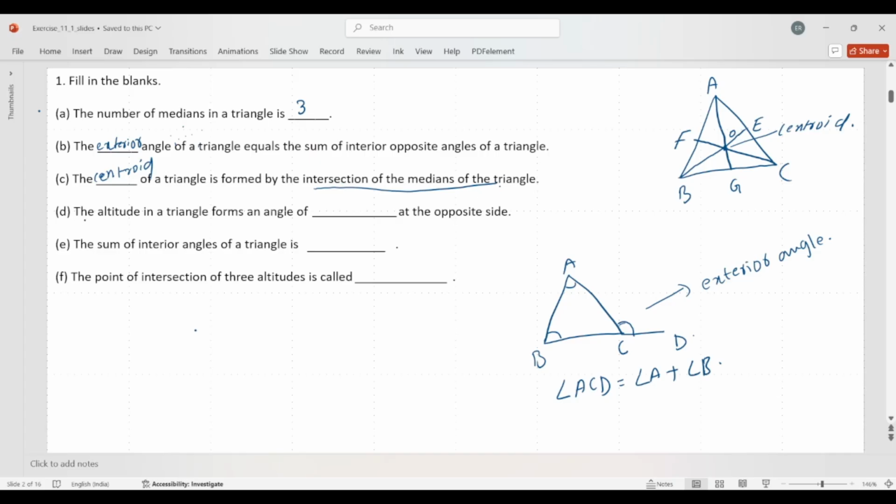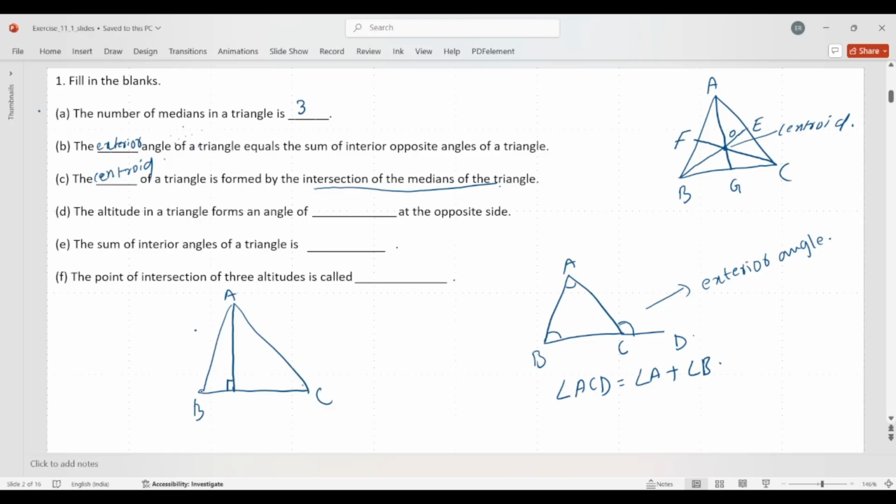Now let's check D. The altitude in a triangle forms an angle of dash at the opposite side. So the altitude is a perpendicular from a vertex to its opposite side. So if we have a triangle here, triangle ABC, we have 3 vertices. So if we draw a perpendicular from vertex A to its opposite side BC, it will form a 90-degree angle here. Okay, this will be its altitude.